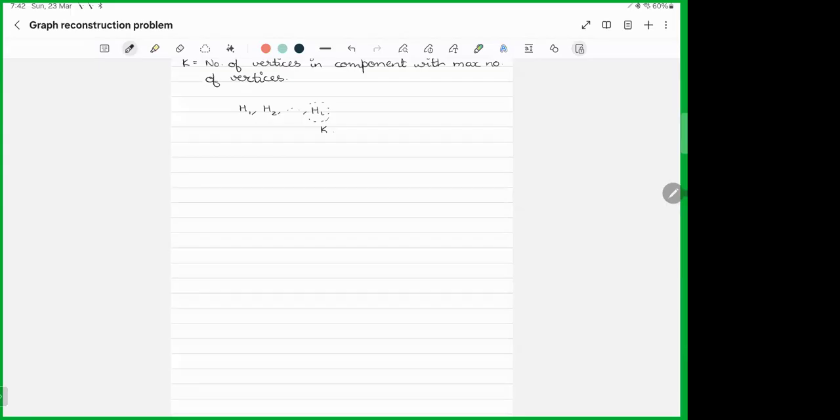So suppose this HL has k vertices, where k is the number of vertices in the component with the max number of vertices, right? So there will be a card which will contain a component with k many vertices. Can you see why? Yes, because k must be less than or equal to n minus 1. But what I am suggesting is there would be at least one card in which there would be a component of size k.